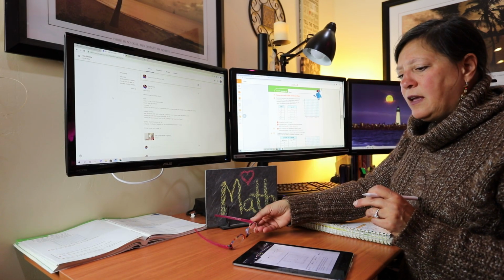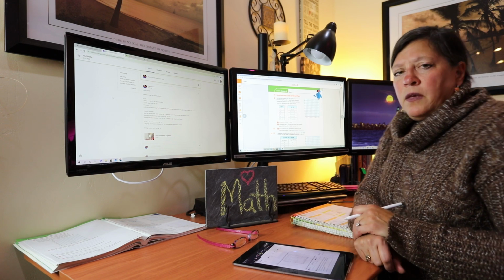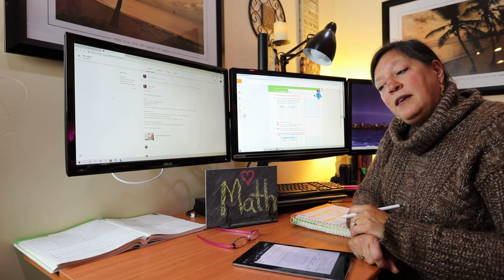7-7 is a culminating activity, basically to see how you understood Unit 7. So there will not be a video for lesson 7-7. So that completes Unit 7.